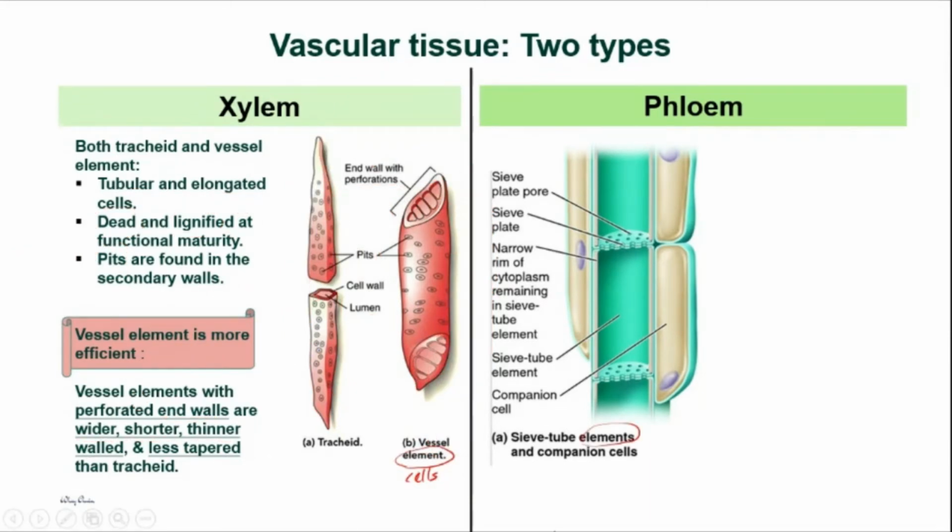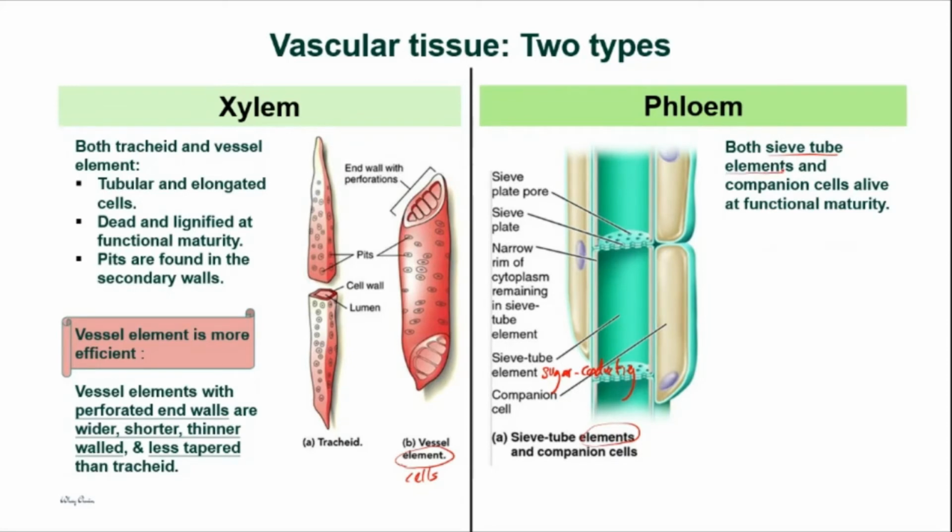Elements mean cells. So untuk xylem tissue kita ada vessel elements. Untuk phloem tissue kita ada sieve tube elements. So sieve tube elements actually are the sugar conducting cells in phloem tissue. Yang selebihnya iaitu companion cells, phloem fibers, phloem parenchyma, dia ada fungsi dia masing-masing. Kebanyakan cells dia adalah living cells, kecuali phloem fibers. Dia songsang dengan xylem tissue. Xylem tissue, kebanyakan cells dia adalah dead cells at functional maturity, except the xylem parenchyma.